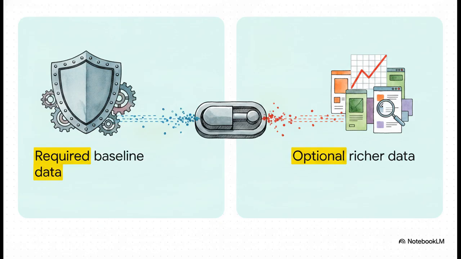And here is why this is absolutely crucial. If you go into your Windows settings and flip off that optional toggle, the required data on the left is still flowing back to Microsoft. That toggle just doesn't stop the baseline stream.